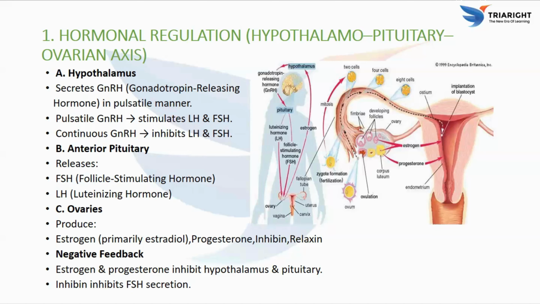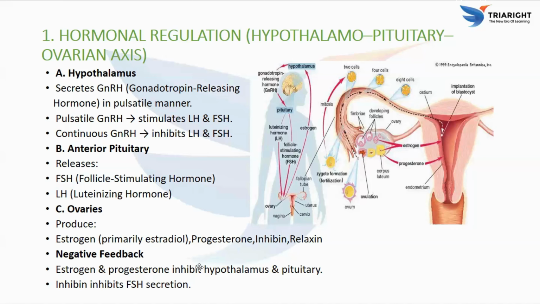So what do the ovaries do? Ovaries respond to FSH and LH by producing estrogen, progesterone, inhibin, and relaxin. Estrogen is primarily estradiol. This is produced by developing follicles. It thickens the endometrium. In mid-cycle, the high estrogen triggers the LH surge.